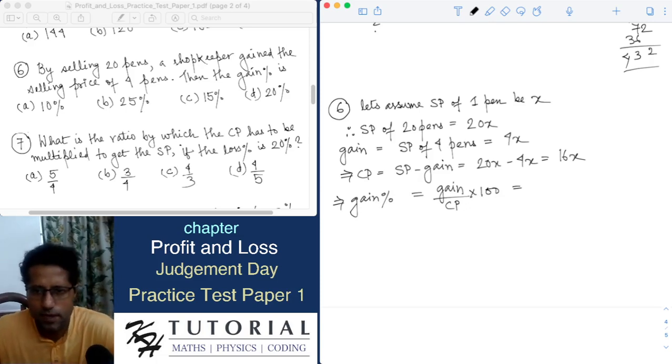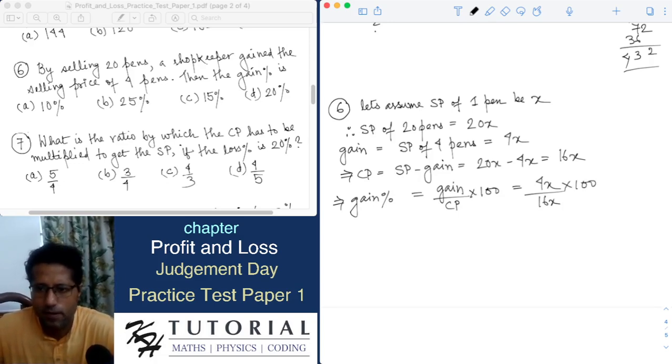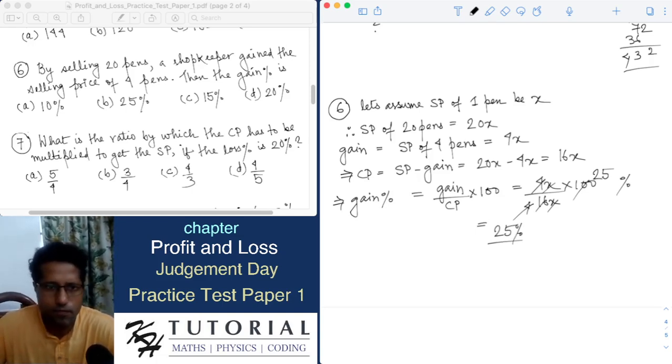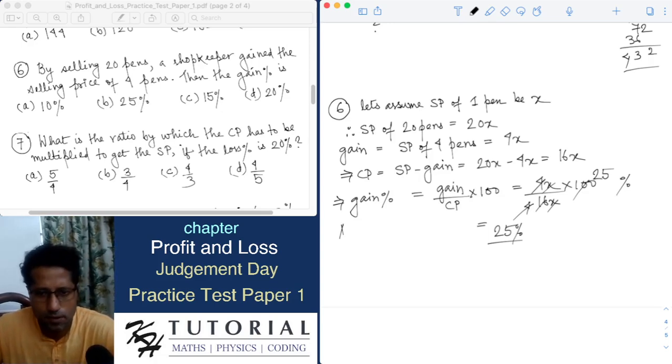This equals, gain is 4x, cost price is 16x, multiplied by 100. So x cancels out, 4 divides 16 with 4, and this is 25. So the gain percent is 25. So the correct choice is B.